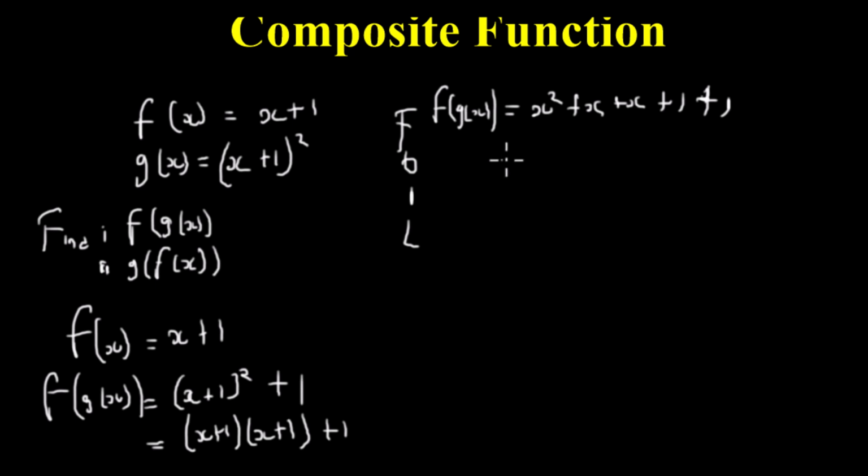We have x squared, x plus x, that's plus 2x, and 1 plus 1, that's plus 2. So this is f g of x for the first part. Now for the second part, g of f of x.